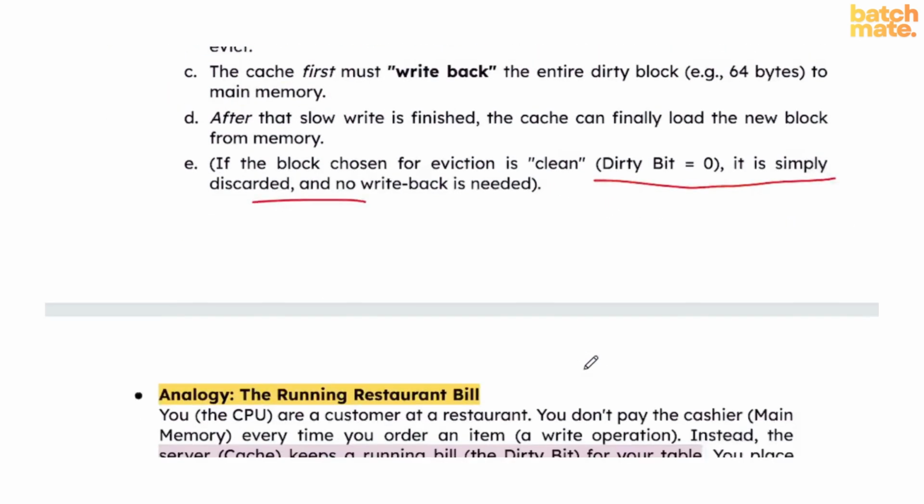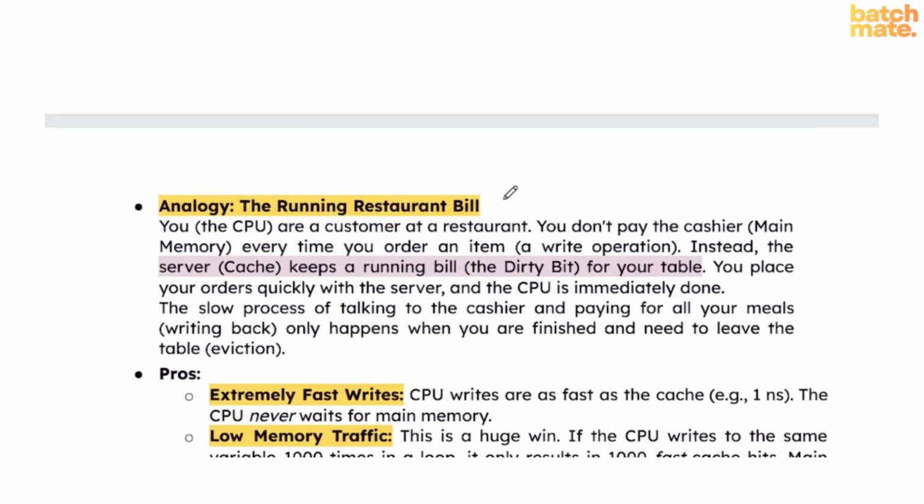Now, to understand why write-back policy is better than write-through, imagine a restaurant. Write-through is like paying for every single item separately. You order soup, you pay the cashier. You order bread, you pay the cashier. It's slow and annoying. Write-back is like opening a running tab. You order soup, the waiter adds it to your bill, here the dirty bit. Then, you order bread. The waiter updates the bill. You don't talk to the cashier at all. You only do the slow process of paying, or the write-back, at the very end when you leave the table.